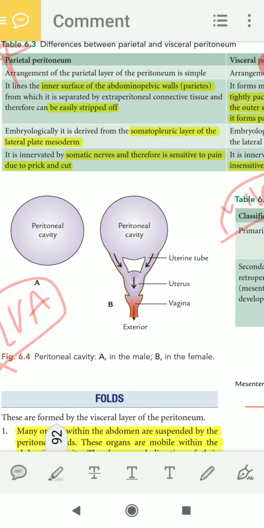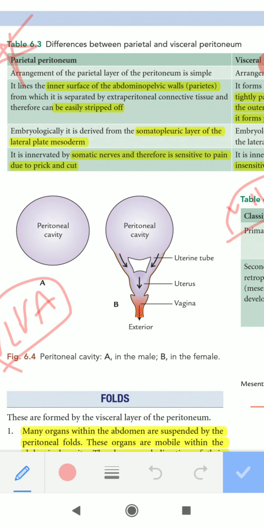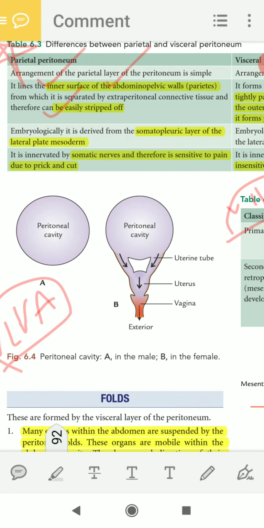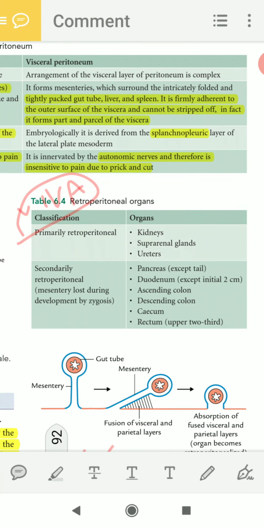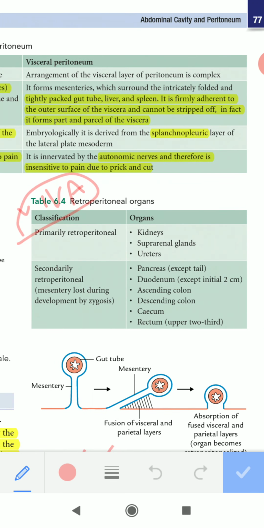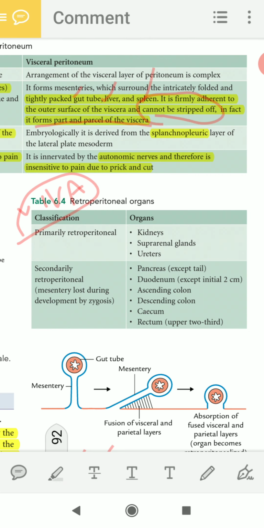Okay, look at that. The parietal peritoneum lines or surrounds the inner surface of the abdominopelvic wall, and it can be easily stripped off. But in case of visceral peritoneum, it lines the viscera, abdominal viscera, that means gut, liver, spleen, etc., and it is firmly adherent to the viscera, so it cannot be easily stripped off. Okay, and actually this is part and parcel of the viscera. That means it is tightly adherent to the viscera, and it is counted as a part of the viscera.